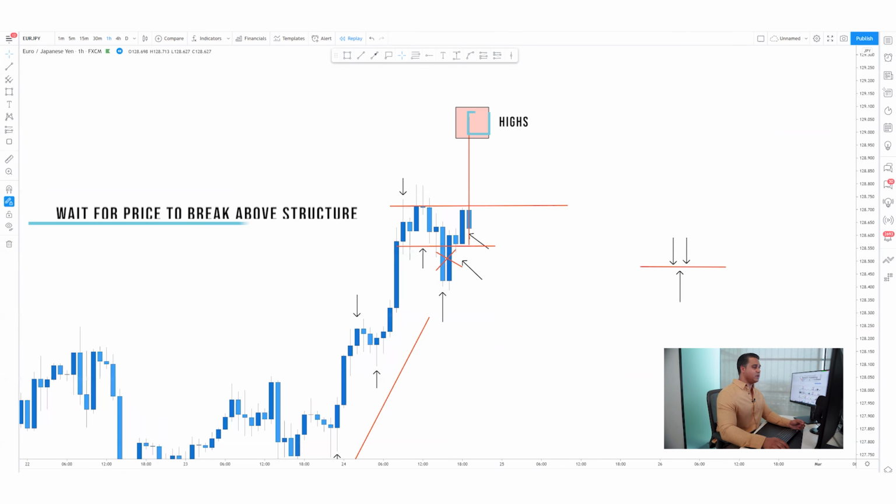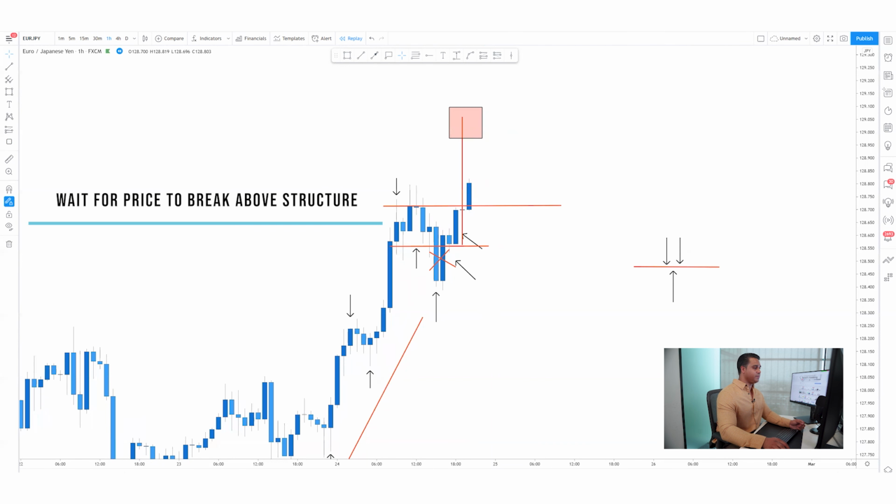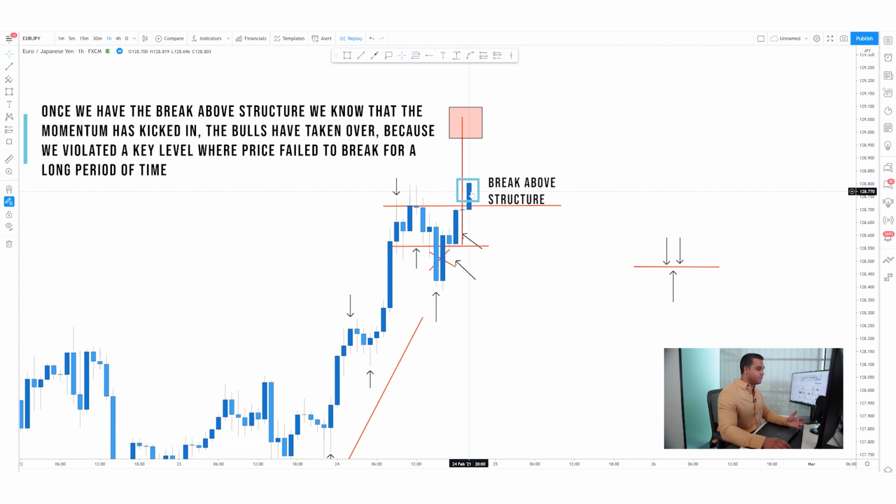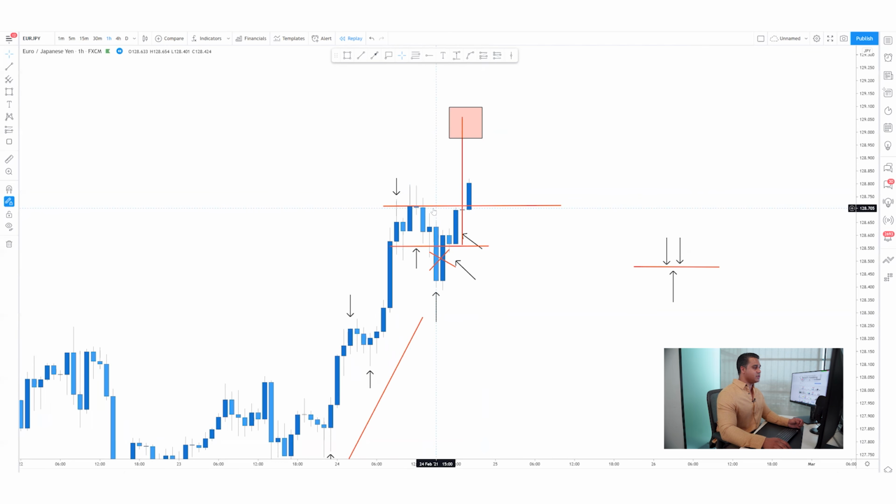So what are we waiting for? Well, we're just simply waiting for price to break above structure. Once we have that break above structure, we know that the momentum has kicked in, the bulls have taken over, because we violated a key level where price failed to break for a long period of time. Let's scale down to our entry time frame.